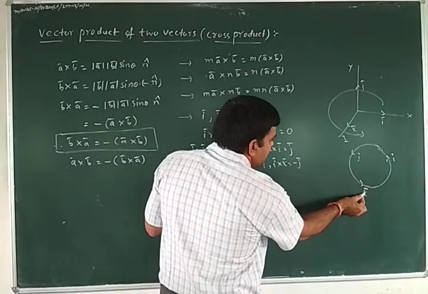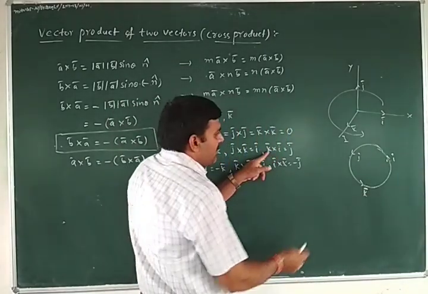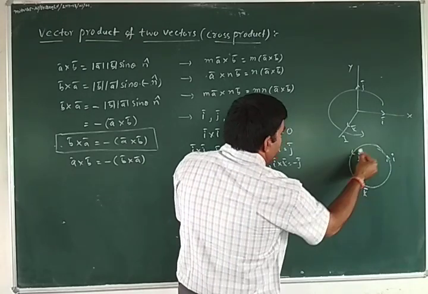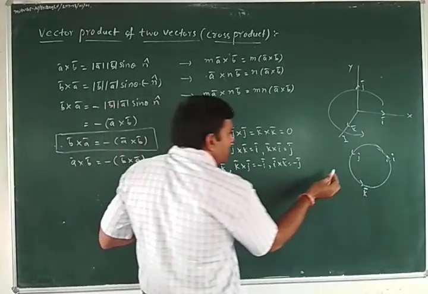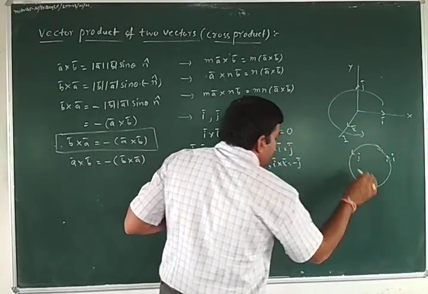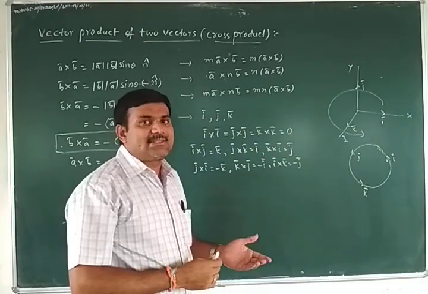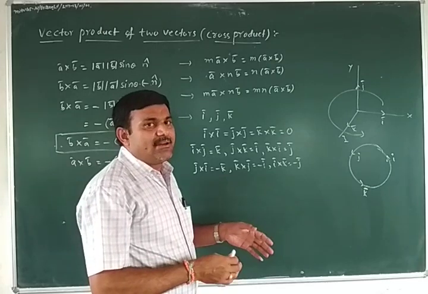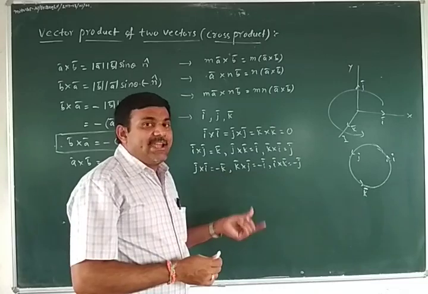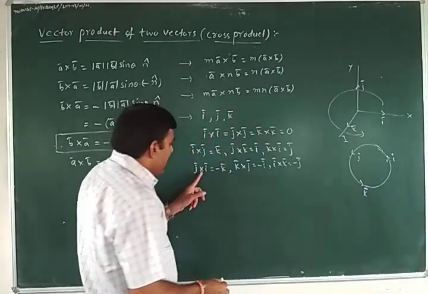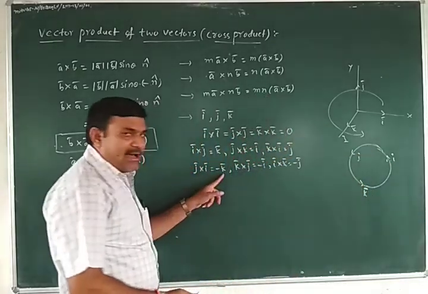Similarly, J bar cross K bar is equal to I bar, and K bar cross I bar is equal to J bar. Similarly, J bar cross I bar. Now observe here, J bar cross I bar has the clockwise direction or left-handed system. When it is the clockwise direction, we get the negative sign here, so therefore J bar cross I bar value is minus K bar.